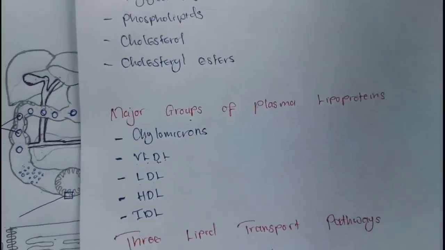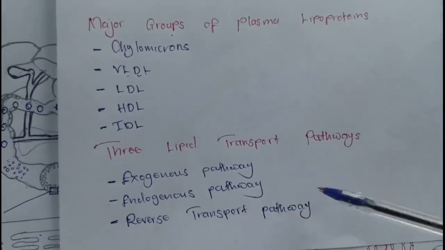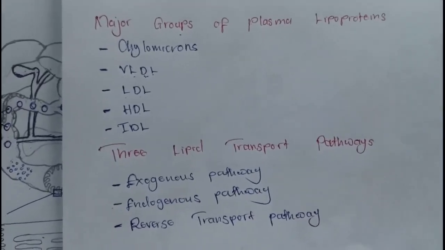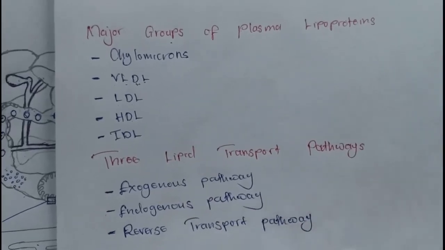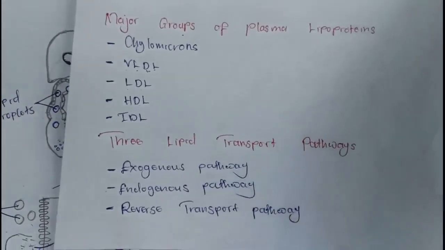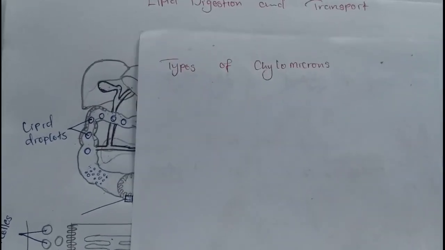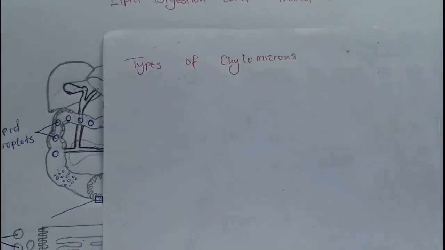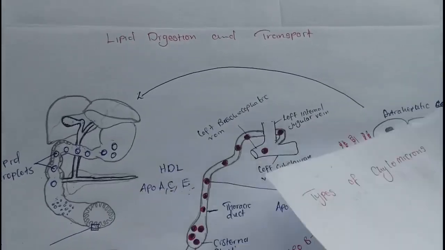Then another thing I would like you to take note of are three lipid transport pathways. The three lipid transport pathways in which lipids are transported in the body are the exogenous pathway, the endogenous pathway, and the reverse transport pathway. Lastly, another thing that I would like you to take note of are the types of chylomicrons, which I'm going to explain as we proceed in this video.